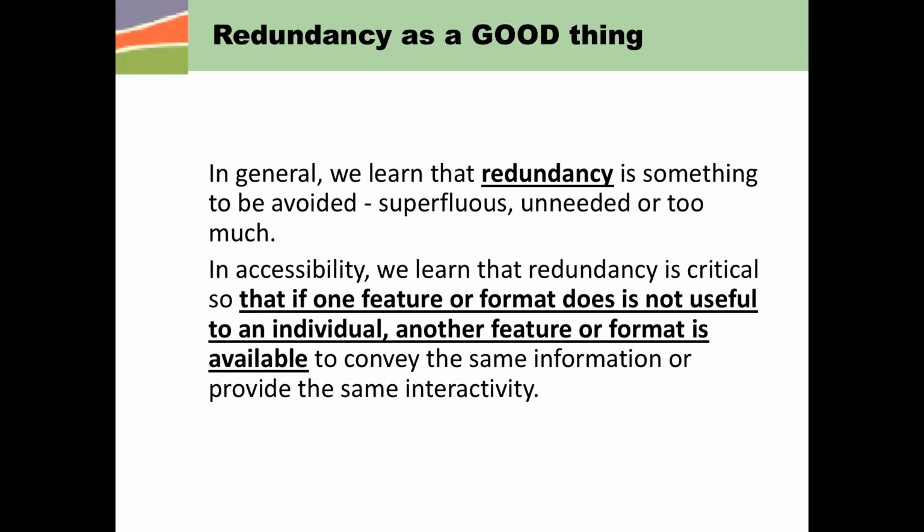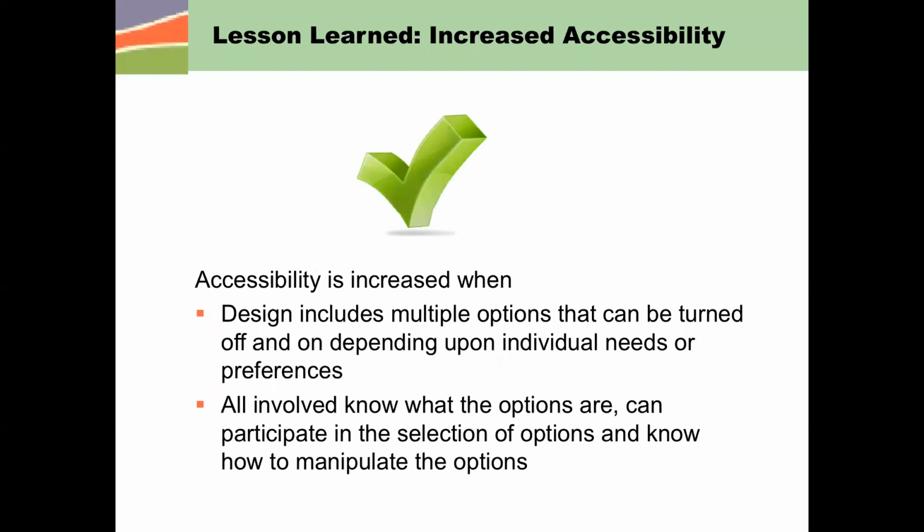I think that's a really, really important little piece right there in accessibility. That's something you might really want to share, particularly if you talk about redundancy and the importance of redundancy, just to make it clear to people. So what we learned is that accessibility is increased if those multiple options are built in, and they can be turned off or on depending on an individual's needs or preferences. And another very critical piece is that everybody involved knows what those options are, can participate in the selection of the options they need, and knows how to manipulate them.